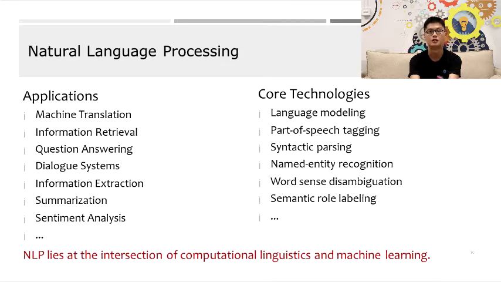Core technologies. Language modeling is to determine the probability of the words that the sentence is going to say about. Part of speech tagging is to tag each word in a sentence based on their position in the sentence. Syntactic parsing, for example, natural language processing, is to divide the words into the correct order that the words and phrases are supposed to be.